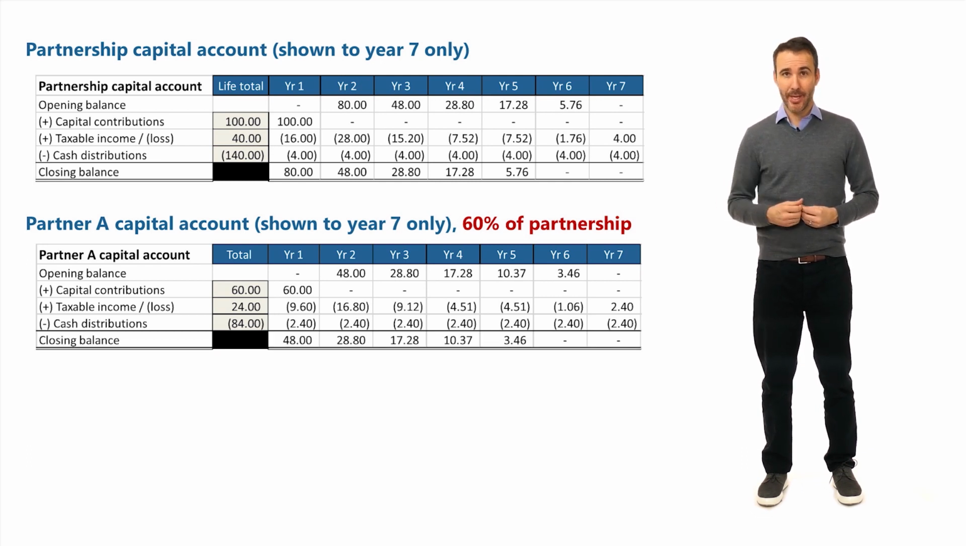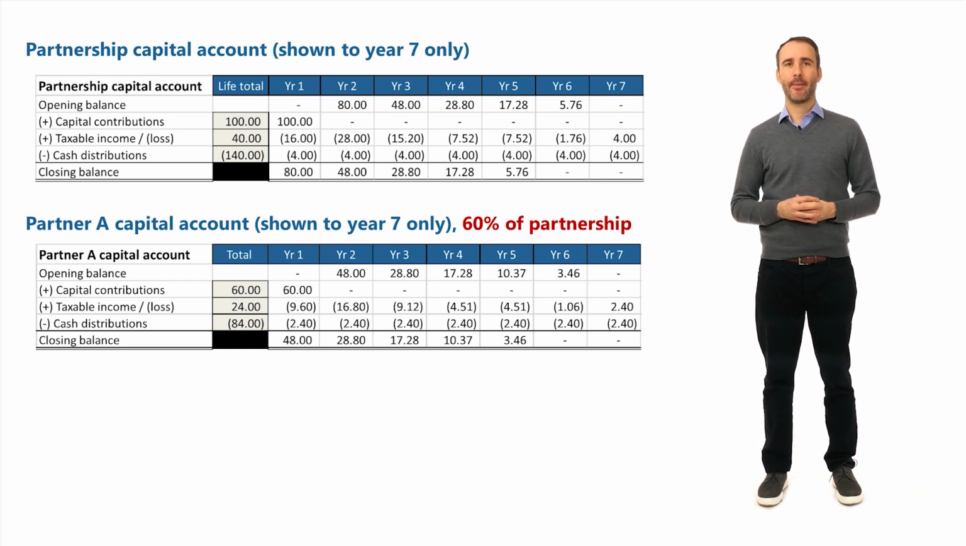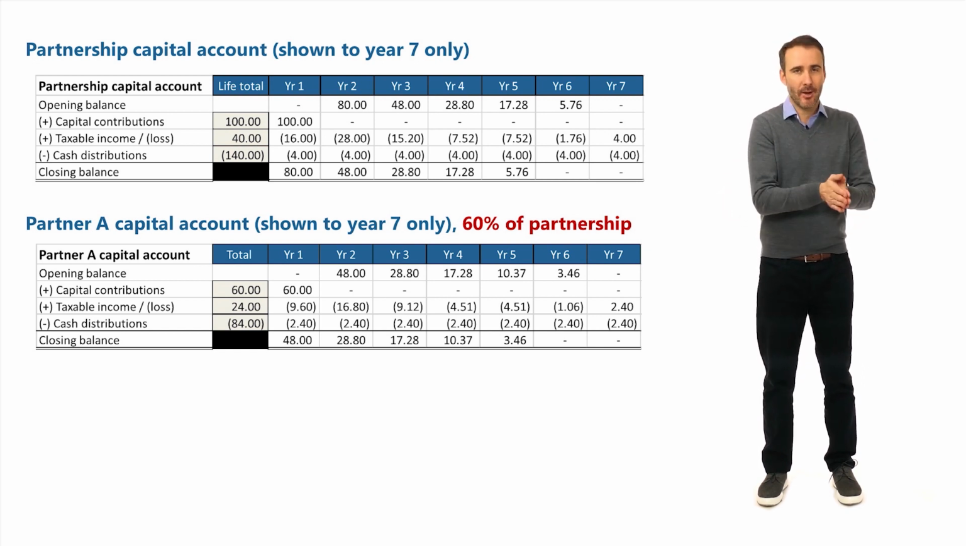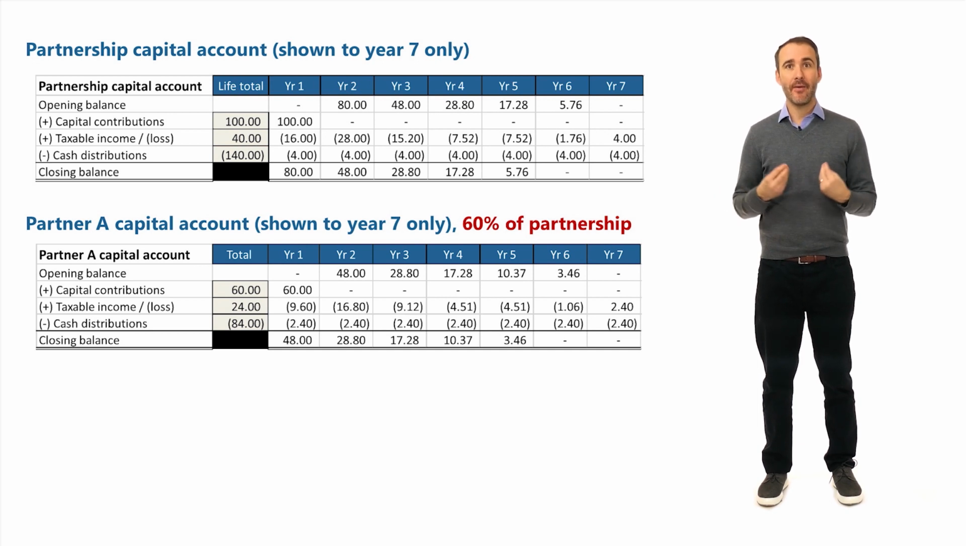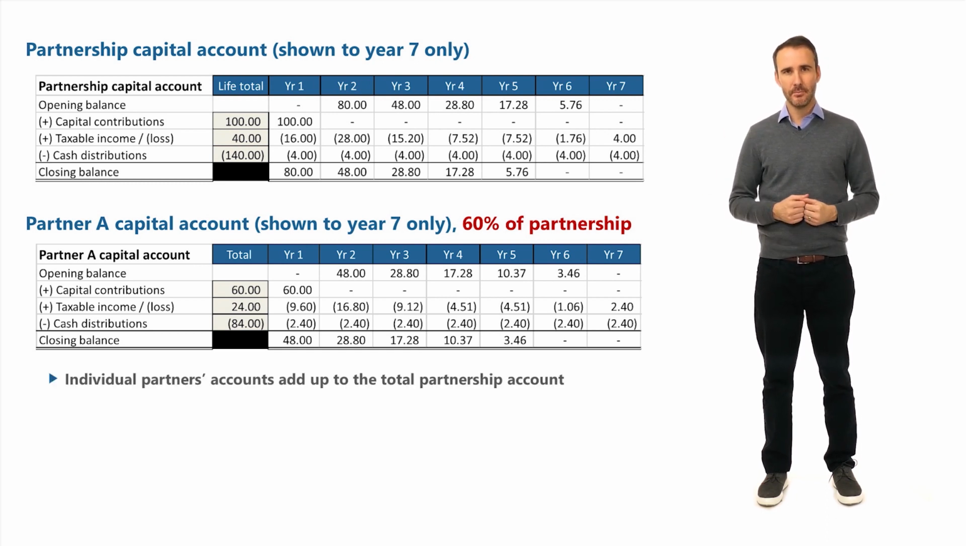Partner B, however, putting in 40% of the required capital, will receive 40% of all of the benefits. They would have a capital account resembling the total partnership account multiplied by 40%. So you can probably see now how the two partner accounts of 60% and 40% respectively can be added together to equal the total partnership account and accounting for 100% of the total partnership.